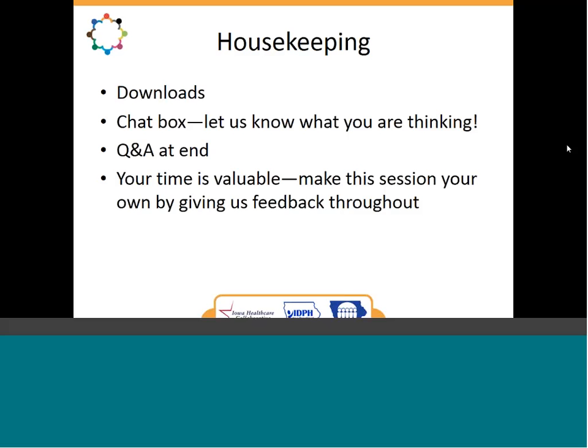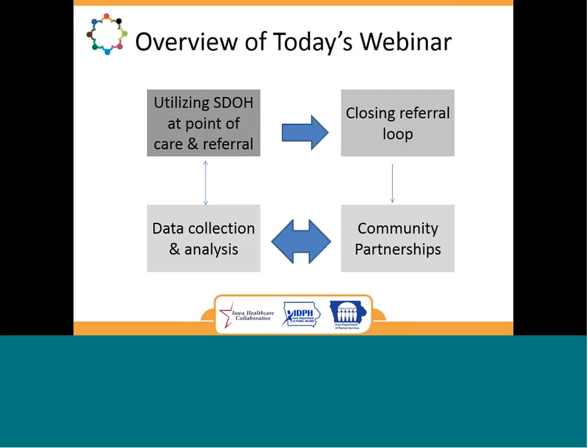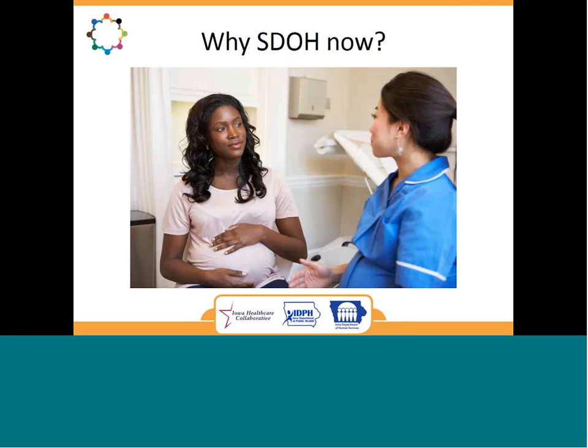Wonderful. Thank you again. All right, so we're going to cover 4 main social determinant of health topics today. First, we'll cover utilization of social determinant of health information at the point of care and referral. We next naturally proceed to closing the referral loop, working with community partners, and last but certainly not least, data collection and analysis. So why now?